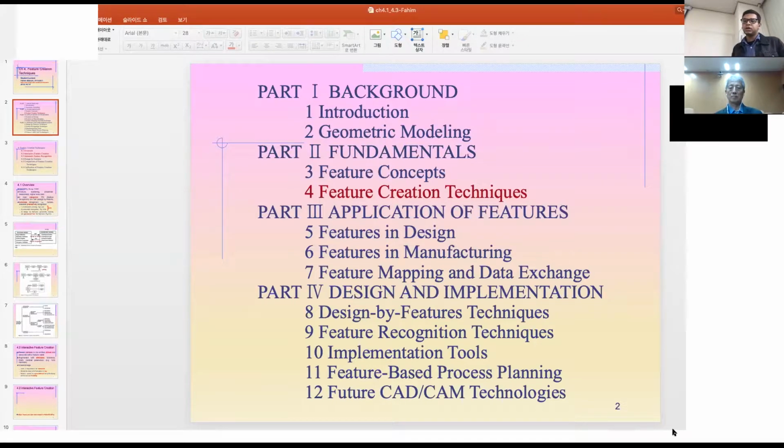Interactive feature involves first making the geometric model, and then as you can see, there's an interactive graphic system, which is basically an image of the part, and from there the user selects the features. For automatic feature recognition, it is pretty self-explanatory. The geometric model is made, and then the computer algorithm automatically recognizes the features. And for design by feature, the part geometry is created directly from the feature data.